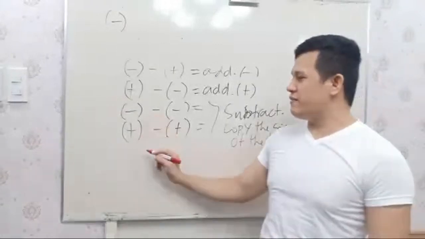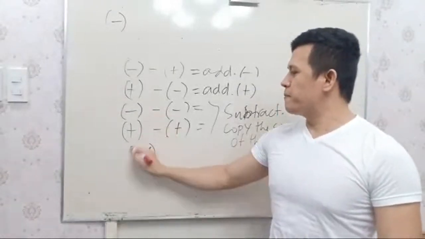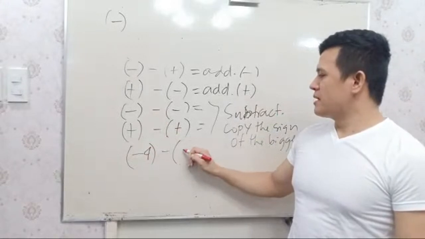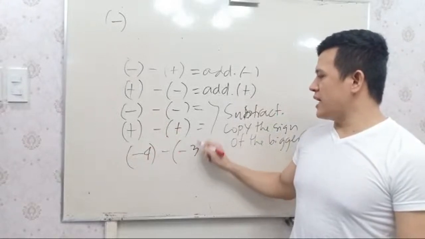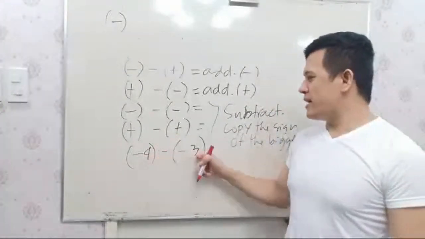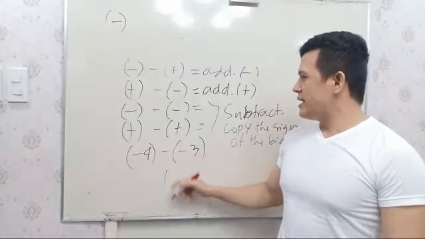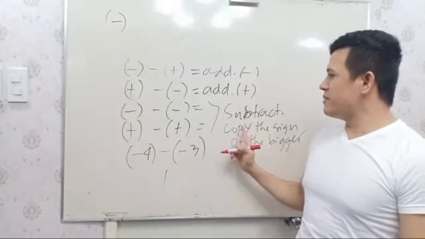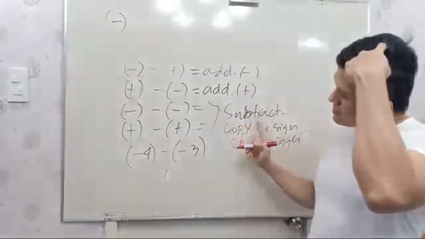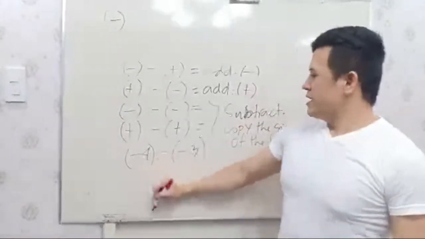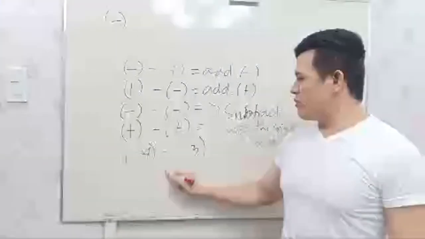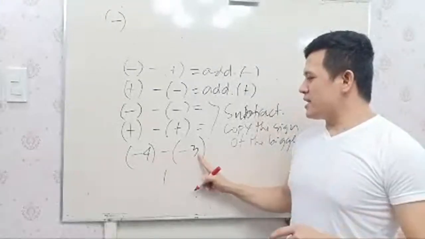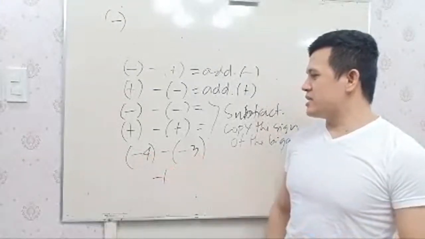Like, shall I say, negative 4 minus negative 3. Okay? Subtract nyo lang, 4 minus 3, that is 1. And then copy the sign of the bigger number, which is 4.